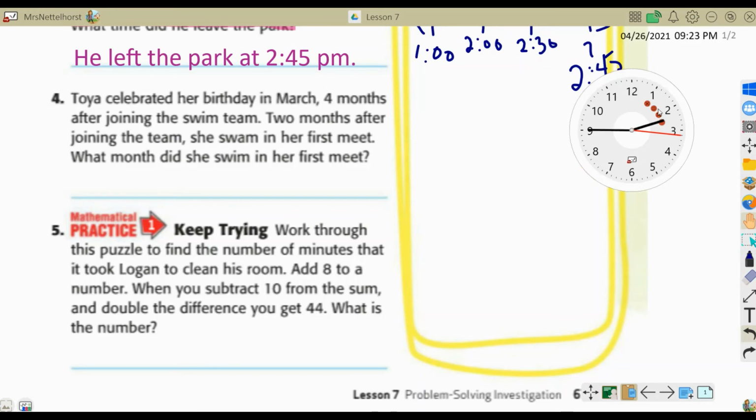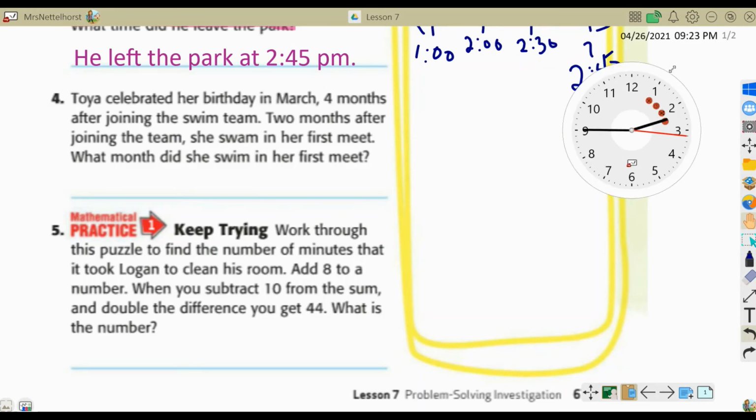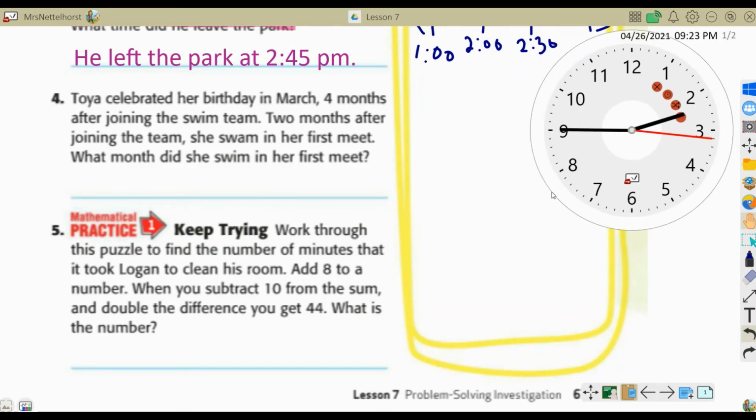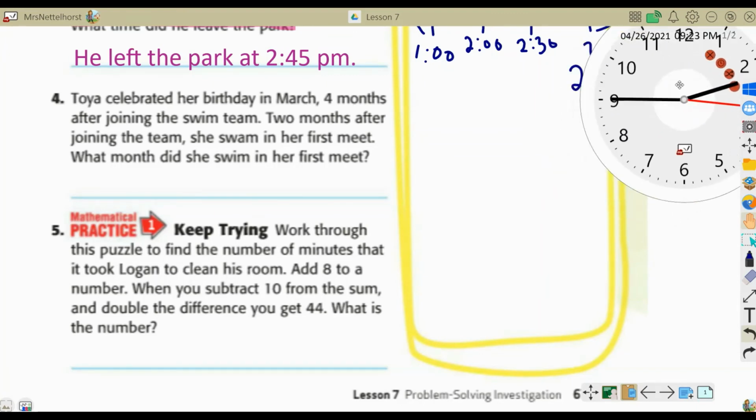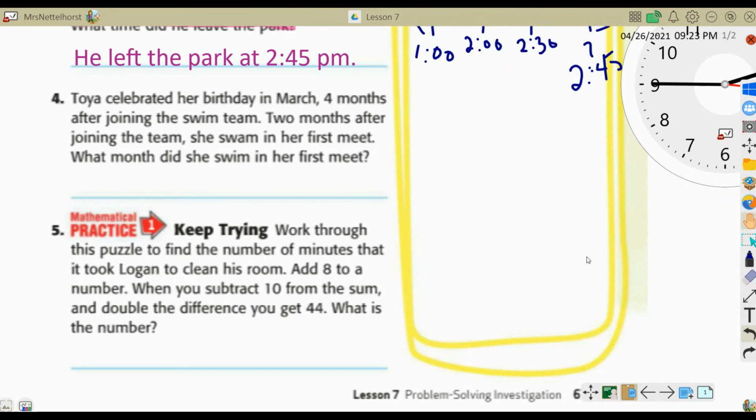So we don't need the clock for this, so I'm going to move it out of the way in this weird way that I have. Oops, wait a minute. There we go. I'll just kick it over there.